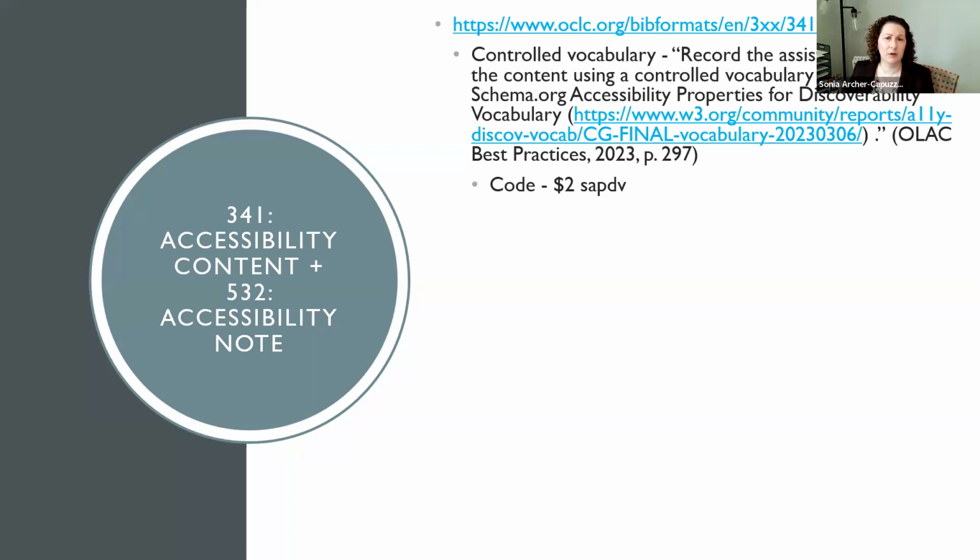So OCLC's best practices say that we should record the assistive features of the content using a controlled vocabulary, such as the schema.org accessibility properties for discoverability vocabulary. This is a long vocabulary name. And then once you use one of the terms from that vocabulary, you cite it basically through subfield 2, SAPDV.